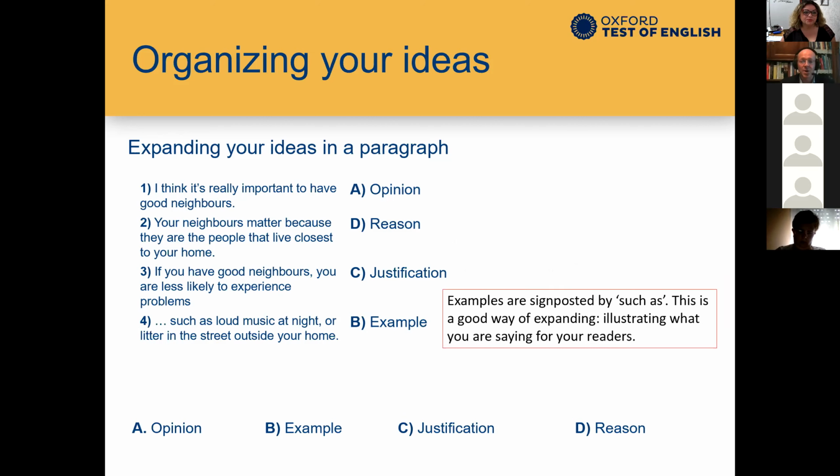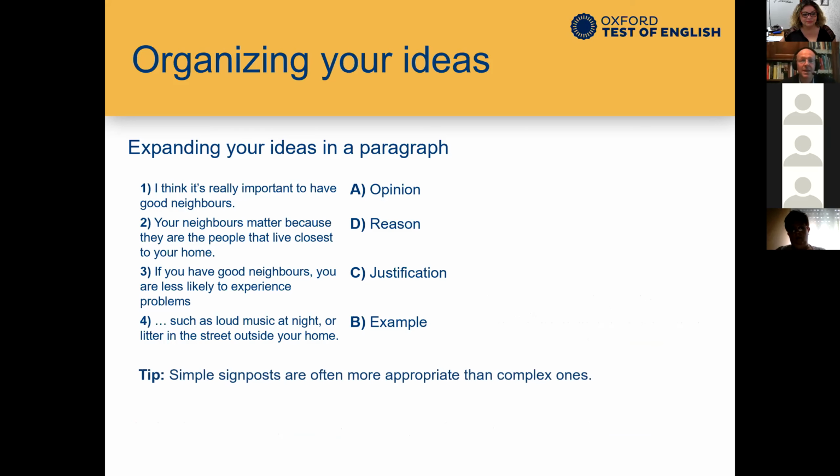So when you're presenting your opinion, you don't say, I think it's important to have good neighbors. You say, I think it's really important to have good neighbors. Your neighbors matter because they live closest to you. Here's a justification: if you have good neighbors, and some examples at the end. And that is what we're looking for at a B2 level of writing and speaking.